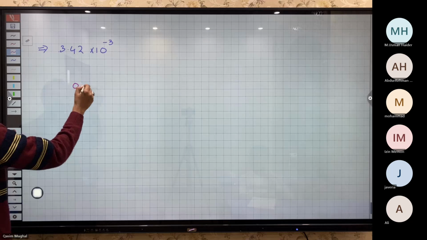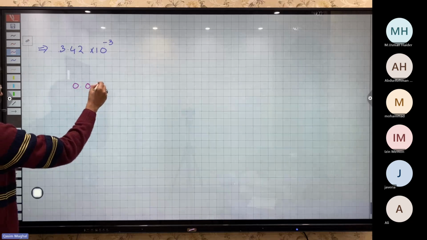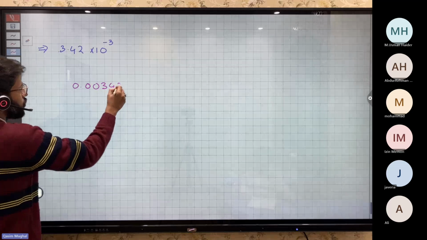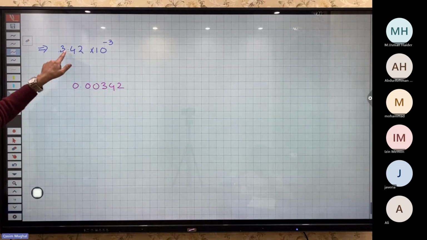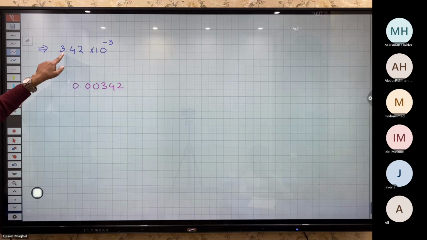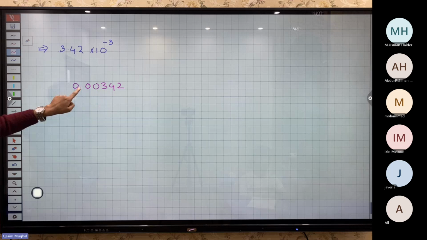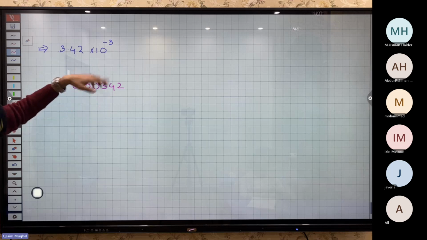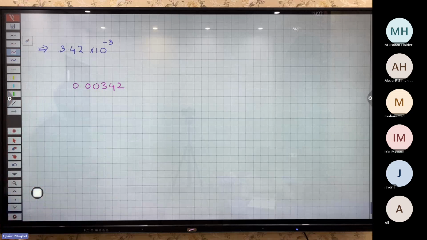So I'm not counting this. Okay. 0, 0, 3, 4, 2. Got it? The decimal was here first. यहाँ से उसने 3 spaces पीछे आना था. 1, 2, 3. So here's the new decimal now. Because why 3 spaces backwards? Because I'm increasing the power of 10.